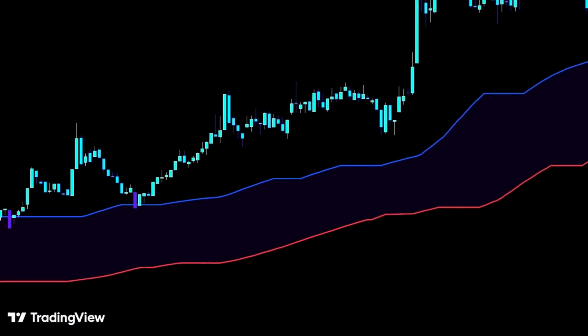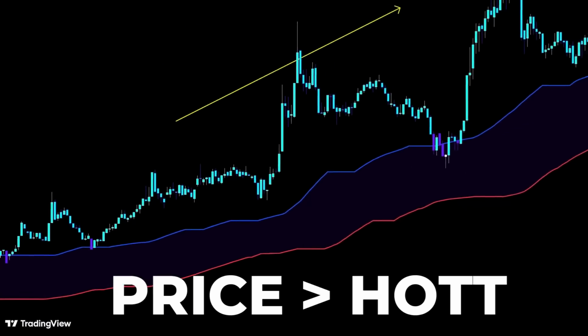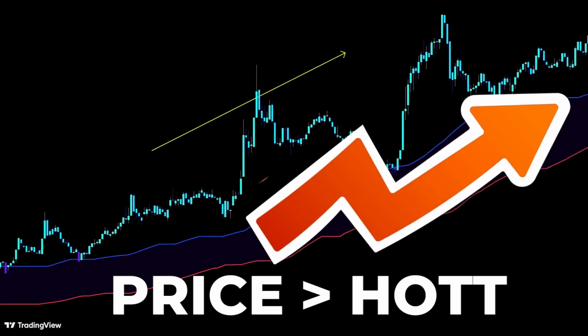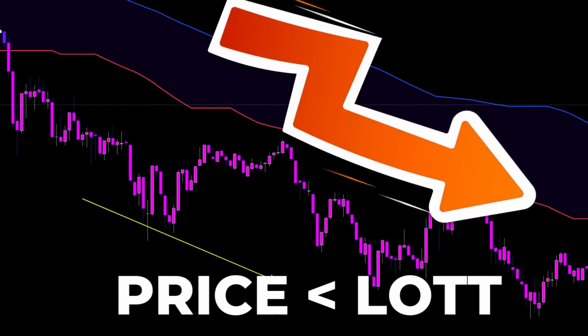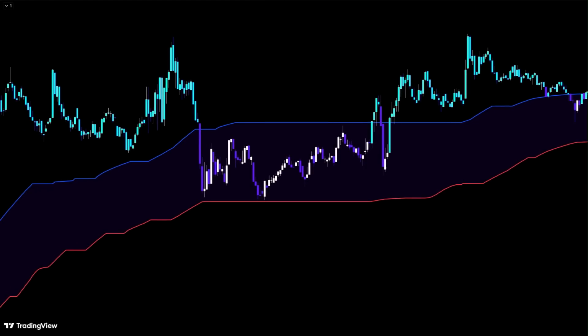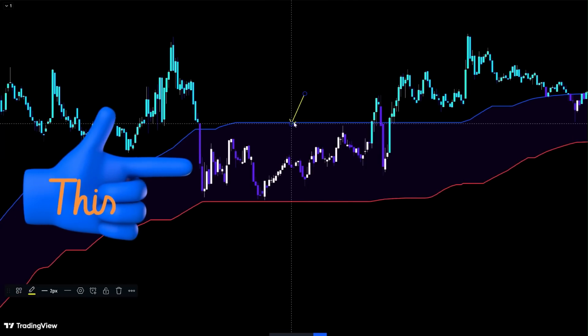But when the price breaks out, that's when things get interesting. When the candles close above the HLOTT line, it signals an uptrend, and when the candles close below the LOTT line, it signals a downtrend. The flat zone also gets highlighted, so you can stay focused on sideways market conditions.